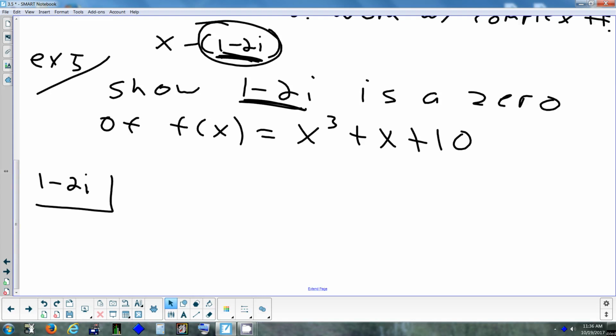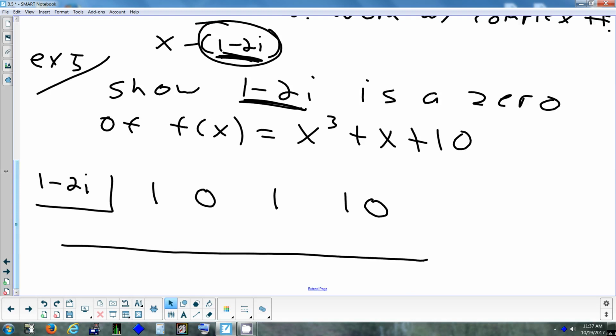And notice this one's a cubic. I probably wouldn't go any higher than cubic with synthetic division with a complex number because it starts to get kind of time consuming. The example in the book is a 4th degree. I wouldn't give you one that high. This would be the highest. So we've got 1, 0, 1, 10.